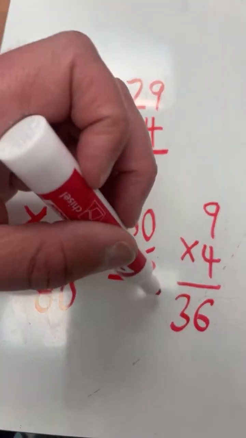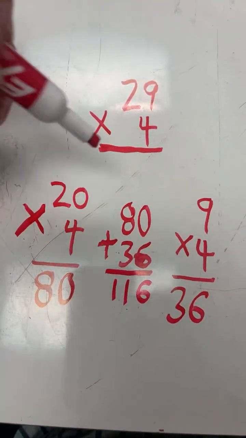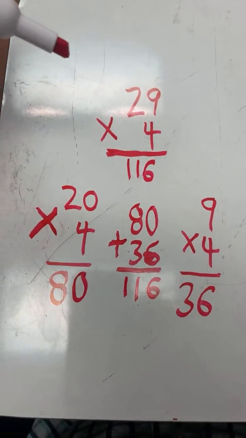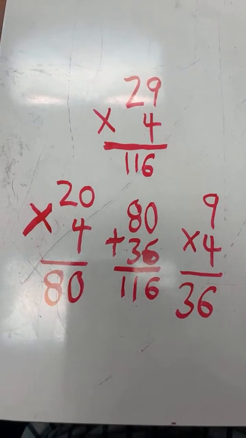So 0 plus 6 equals 6. 8 plus 3 equals 11, and our answer is 116. All right, so we're going to keep moving forward. Example 3 of the partial product method of multiplication.